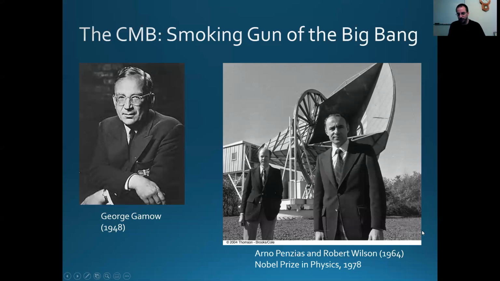There's some controversy over this, that Dicke wasn't also awarded the prize. Gamow, I believe, had passed away by then, so he wasn't eligible to win the prize.